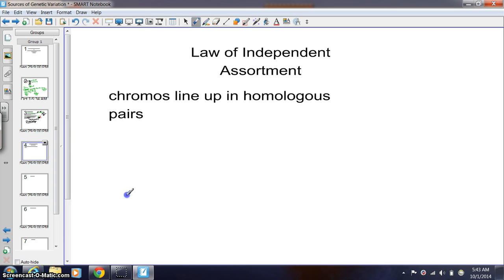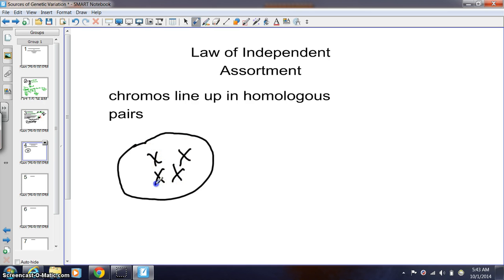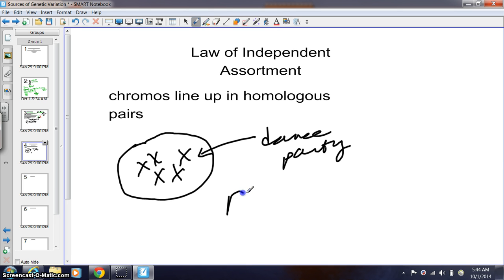Okay, next thing, the law of independent assortment. I want you guys to think about the cell and the nucleus inside and all these chromosomes that are in there. What we need to know is that these chromosomes, think of it as this big dance party. And when they are called to line up and separate during metaphase and anaphase, they line up independent of each other, meaning that they will assort themselves in a random way.